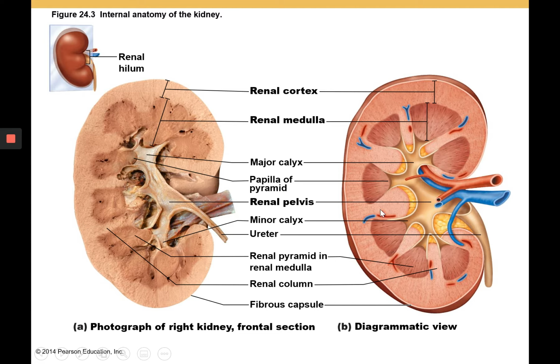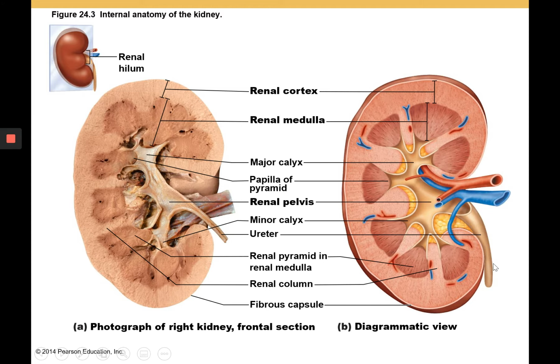The pyramids themselves have a base and then a point or apex, and the point or apex of each medullary pyramid is called a renal papilla. So the medullary pyramids and the renal columns are a part of the renal medulla, the second layer of the internal anatomy. And then the third layer of the internal anatomy for the kidney is the renal pelvis. The renal pelvis is a basin-like structure that is continuous with the ureter.